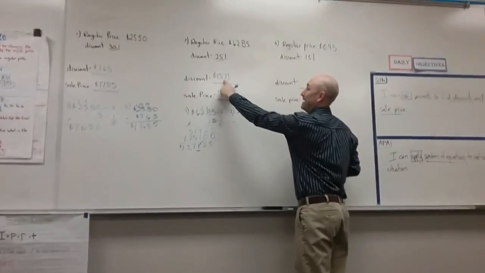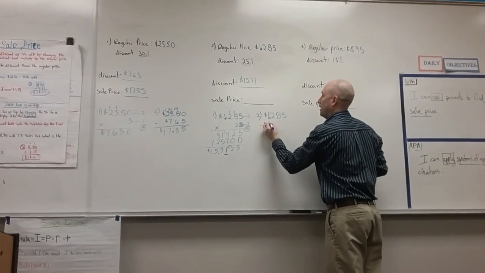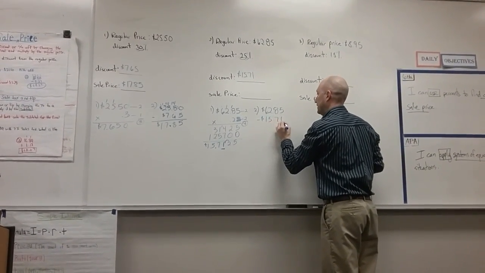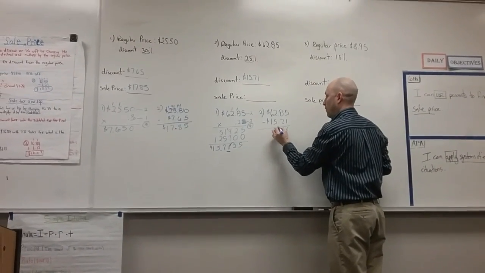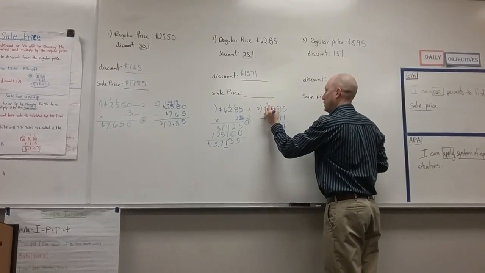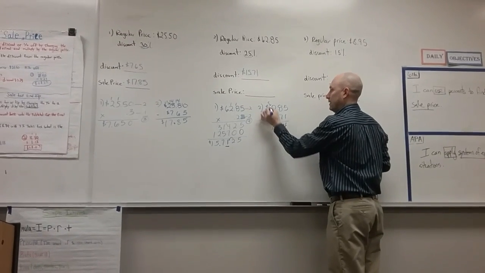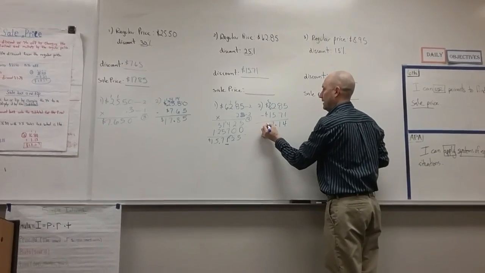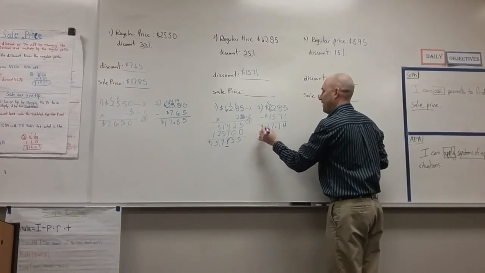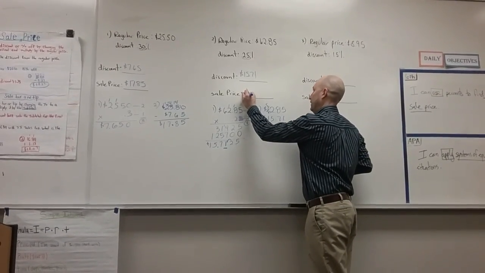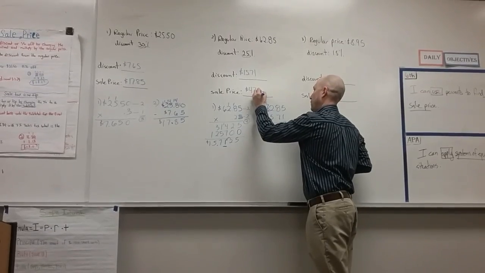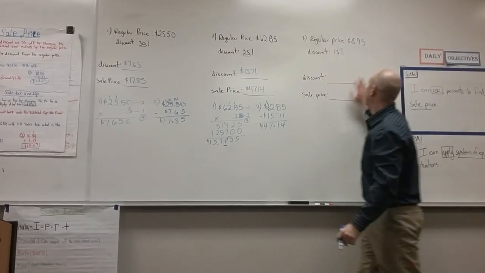Now for my final step, I need to find the final price by subtracting the original amount, $62.85, minus my discount in dollars of $15.71. Bring down my decimal. I've got 4, 1, borrow. 12 minus 5 is 7. 5 minus 1 is 4. So my final sale price that is going to cost me is $47.14.